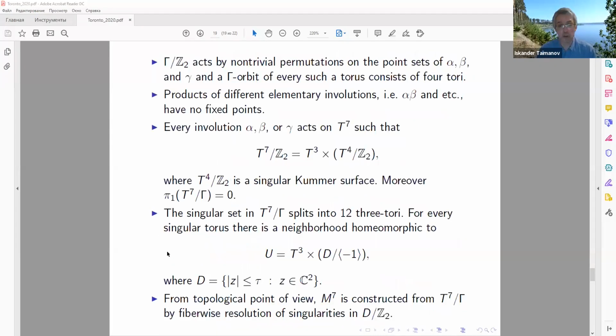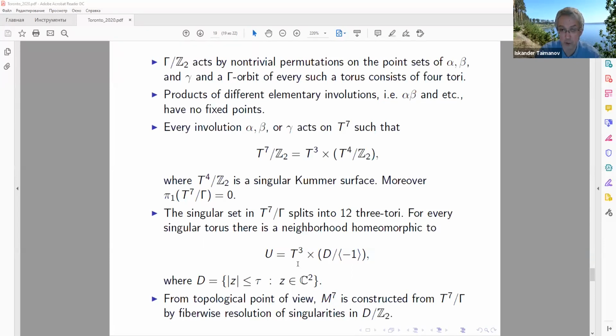And for every single torus, there is a neighborhood homeomorphic to T3 times the 4-dimensional disk quotient with respect to this Kummer involution. It's exactly the cone in the Kummer construction, the cone over 4-dimensional conic points. And from a topological point of view, M7 is constructed from T7 over gamma by fiber-wise resolution of singularities in D4 over Z2. This construction is exactly the one we described before in the construction of the Kummer surface. Only we have to do it fiber-wise, and the fibers are parameterized by a 3-dimensional torus.